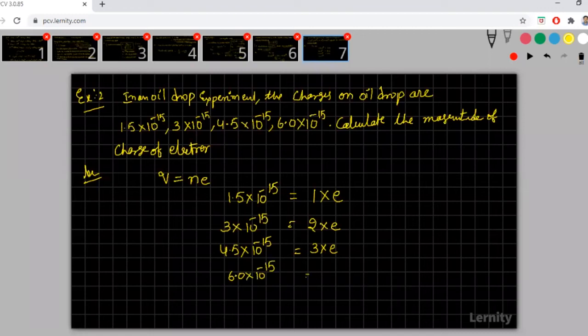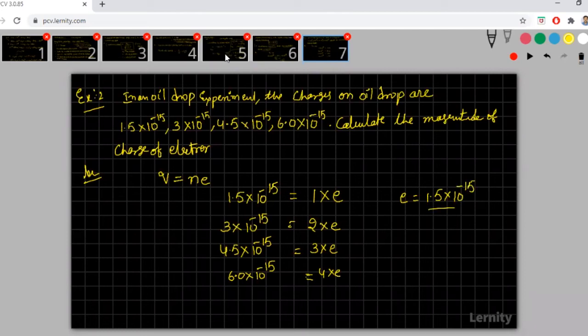Now here you see, they gave all the Q values, the charges on the oil drop. What is the magnitude of the charge of the electron? The charge on the electron is the same in all cases, and finally the value of the charge of the electron is 1.5 into 10 power minus 15.